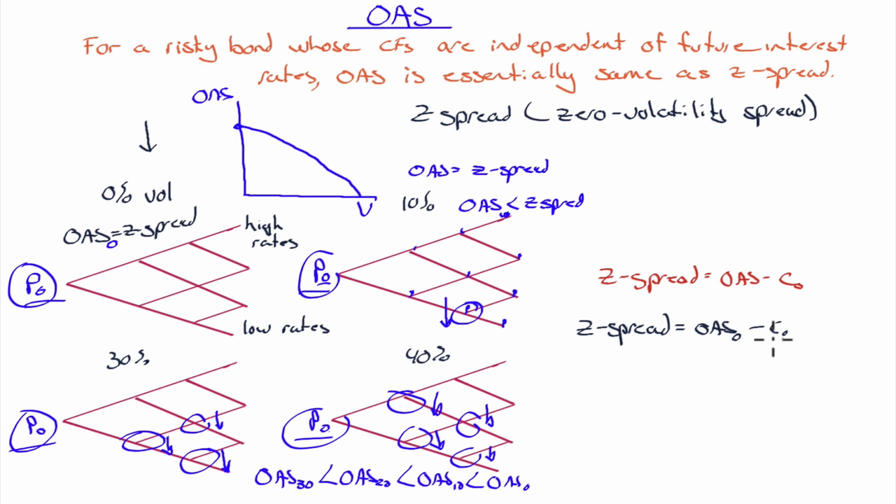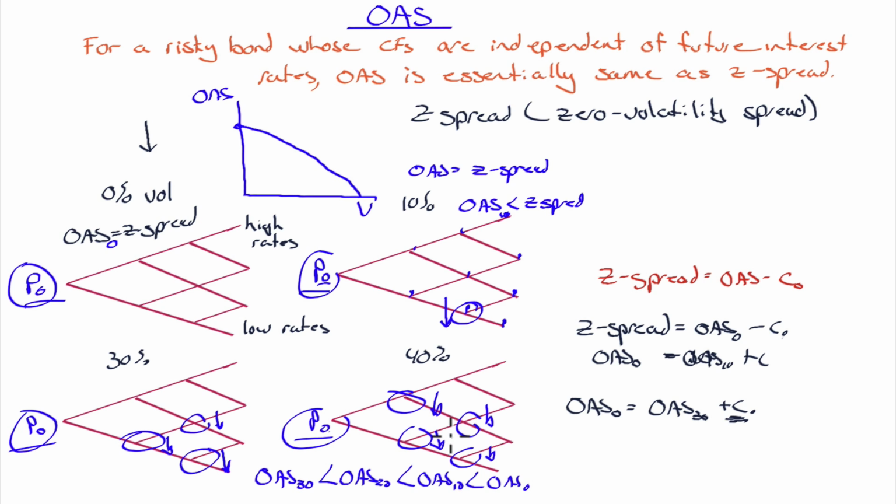So if you want to think of the Z-spread here as OAS 0, you can think of it as OAS 10 plus the call option. And so OAS 0, again, it's late at night, sorry, OAS 0 equals, and let's go to the 30%, it would be OAS 30, which is much smaller than the 10, plus the value of the call. Now, why is the call price going up?